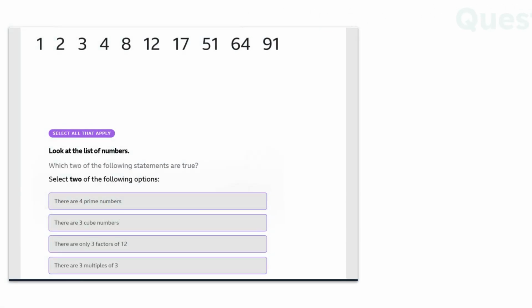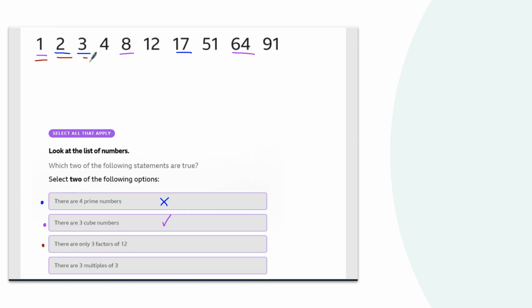For question 5, we have a list of numbers. From that list, we must decide which of the following are correct. There are 3 cube numbers which are 1, 1 times 1 times 1, 8, 2 times 2 times 2, and 64, 4 times 4 times 4. There are 3 multiples of 3, 3 times 1, 12, 3 times 4, and 51, 3 times 17. There are only 3 prime numbers, 2, 3, and 17.